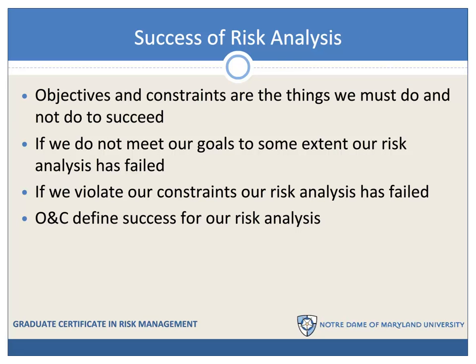The success of our risk analysis process, the success of our risk management activity are defined by the objectives and constraints. These are the things that we must do. These are the things that we must not do in order to succeed. If we don't meet our goals to some extent, our risk analysis process, our risk management activity has failed. If we violate our constraints, our risk analysis process, our risk management activity has failed. Objectives and constraints define success for our risk analysis process.